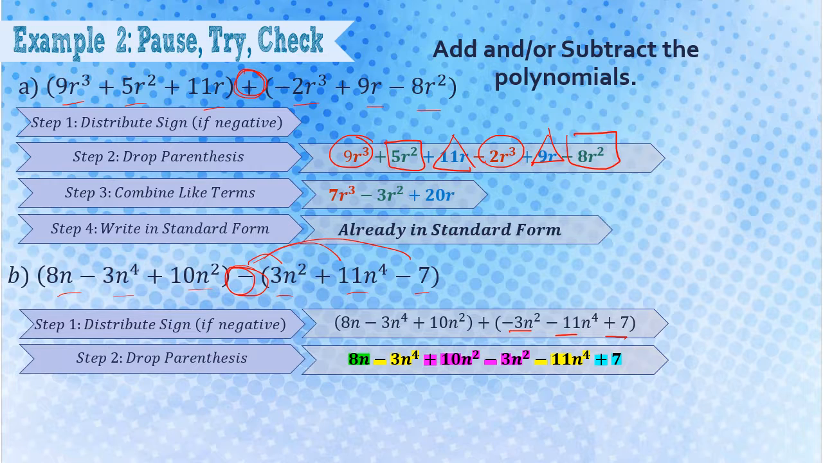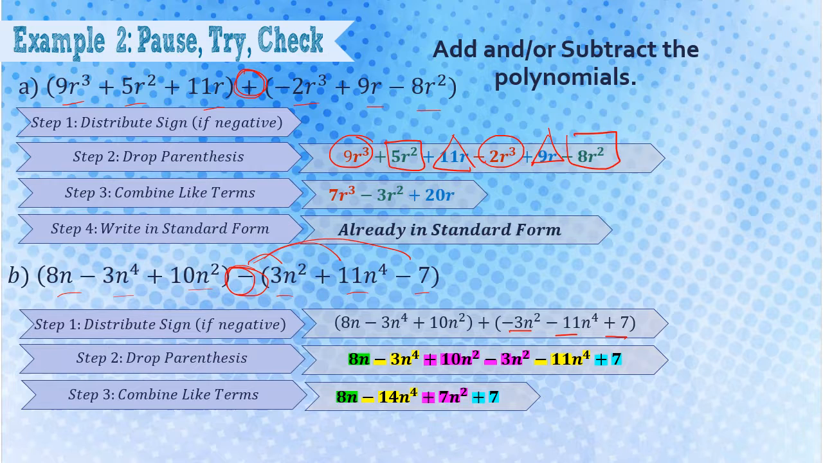Once I've done that and I've identified all my moving parts, I can go ahead and then start combining. So 8n, there are no other single n terms, so that's just going to stay 8n. My n to the 4th, I have negative 3 and negative 11, which gives me a total of negative 14. Then I have my n squareds. I've got 10 minus 3, which gives me that 7n squared. And then I just have one constant left over, so that guy just gets tacked onto the end.